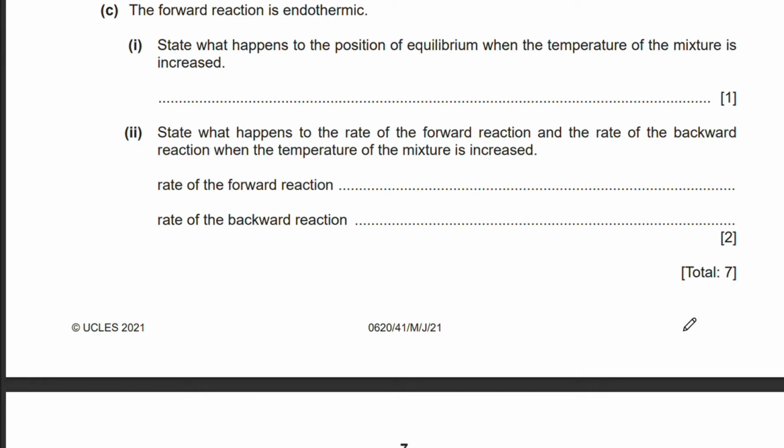Now, the forward reaction is endothermic. State what happens to the position of equilibrium when the temperature of the mixture is increased. So endothermic reaction means in that reaction you have to supply more heat. Now since this is endothermic and you are giving it more temperature, what will happen? It shifts towards the right because the forward reaction is endothermic. So what you will write? Shift towards right.